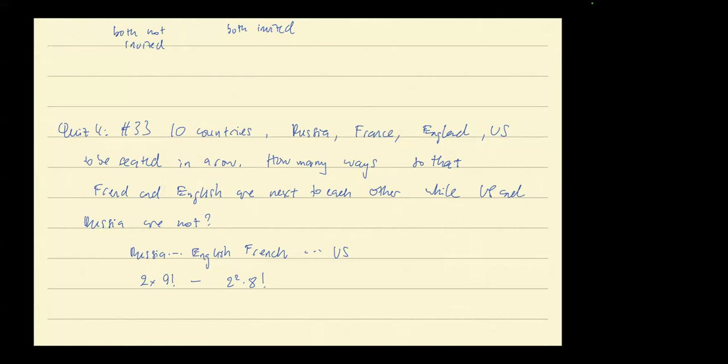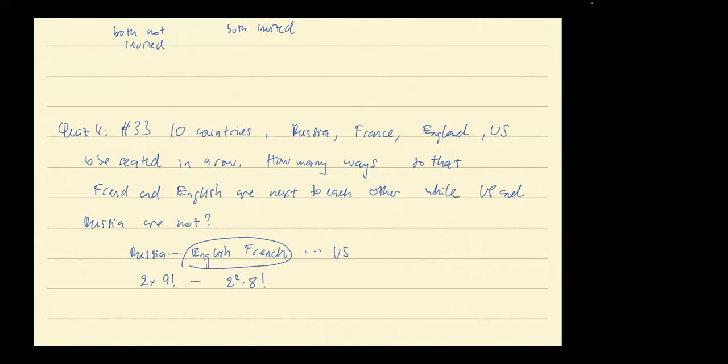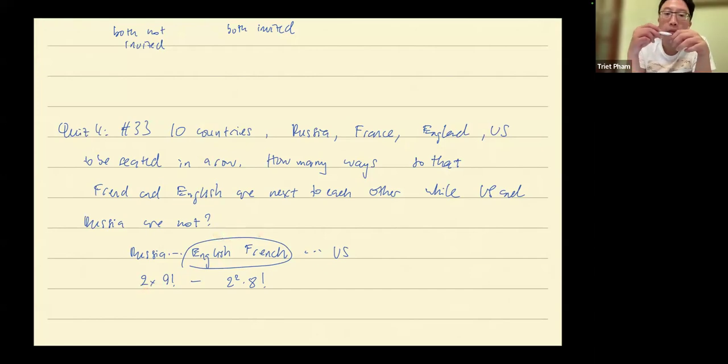So 9 factorial times 2. France and England will be as one because they sit next to each other. So there will be 9 countries, and then times 2 because France and England can switch. Correct.